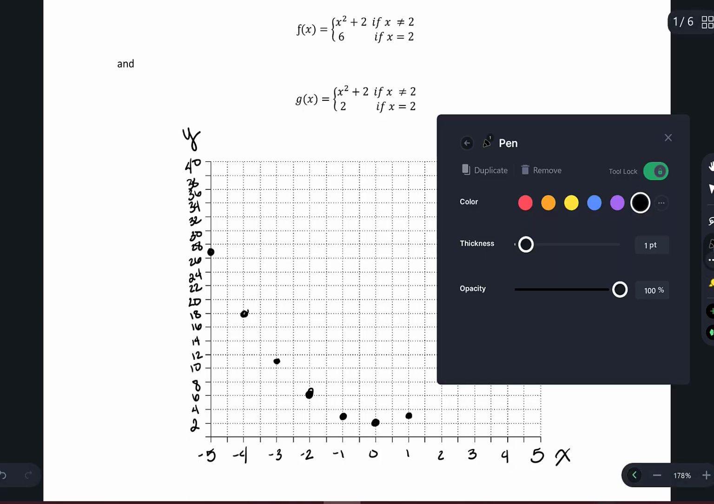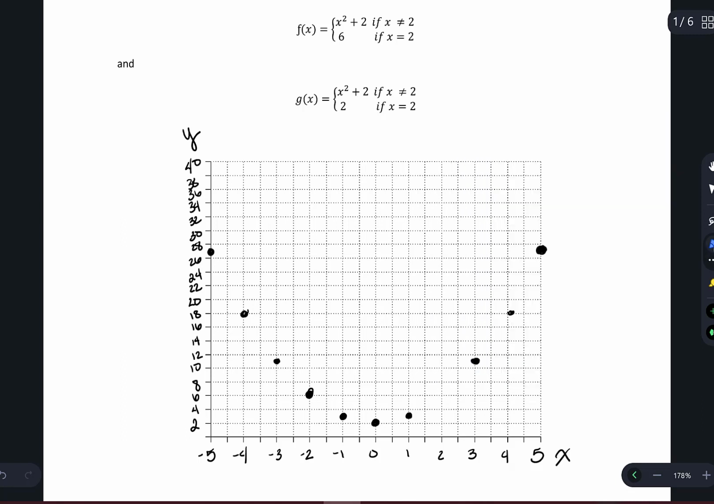Now I'm going to use two different colors. I'm going to start with blue, and I'm going to plot f of x in blue. Notice when x is equal to 2, f of x is equal to 6. So at 2, I'm going to put a point at 6. And notice that for f of x, everywhere where we are not equal to 2, we are approaching that same value, that 6. So this is what f of x looks like.